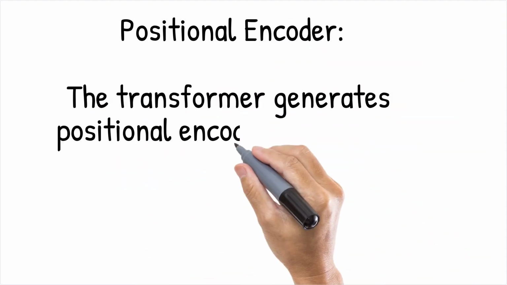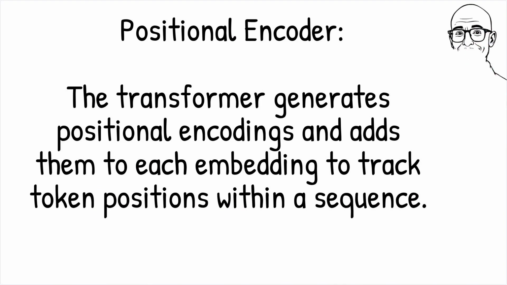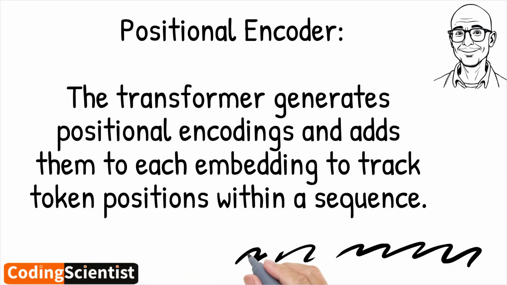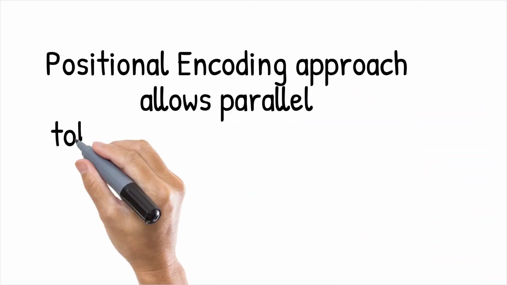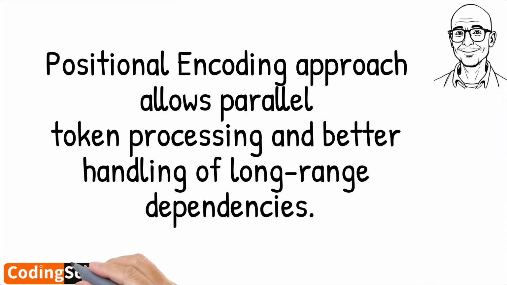Positional encoder. The transformer generates positional encodings and adds them to each embedding to track token positions within a sequence. This positional encoding approach allows parallel token processing and better handling of long-range dependencies.